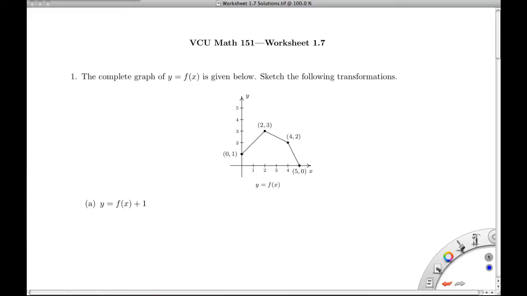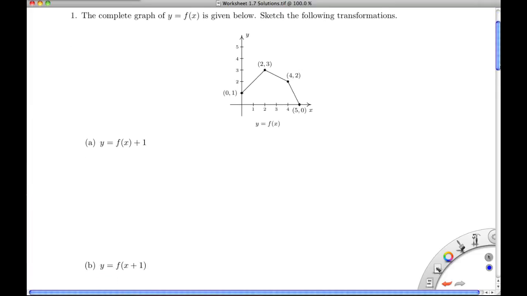Hey everybody, so this is the solution video to Worksheet 1.7. We'll be talking about graph transformations. And for number one, we are given a graph with specified points, and we're asked to perform various transformations given the notation for f of x for this particular function that's given for each of these parts. So let's go ahead and start with part A.